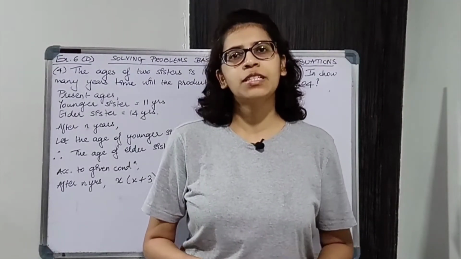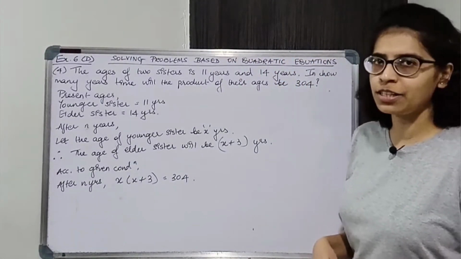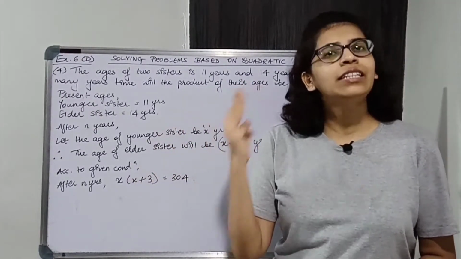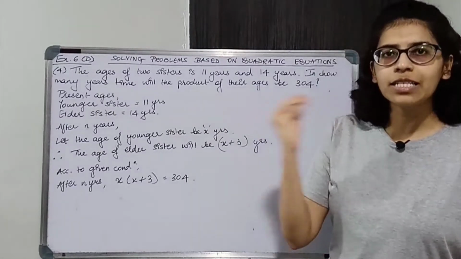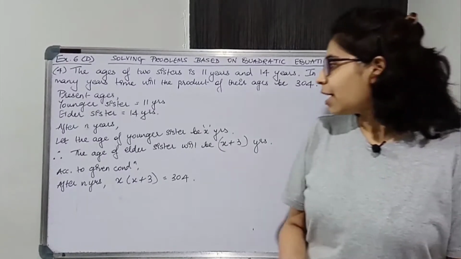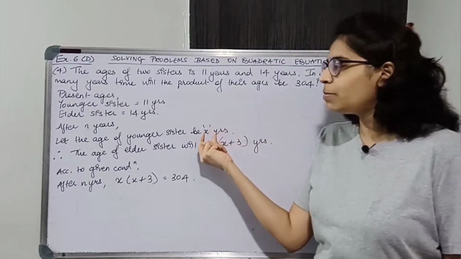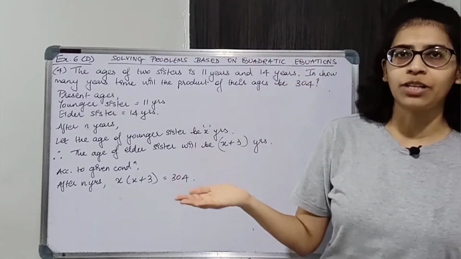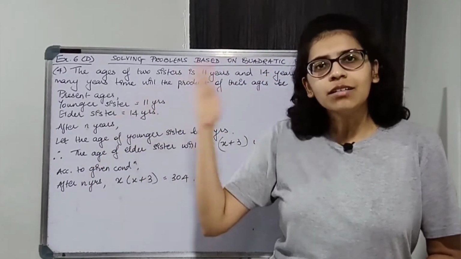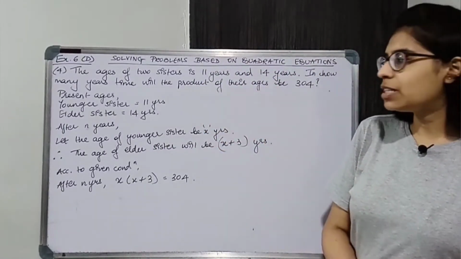So there are a few statements that you need to write down. Now the present ages of the younger sister and elder sister are 11 and 14 years respectively. Now the age gap is how much? 14 minus 11, that is 3 years. Okay, so the elder sister is 3 years elder to the younger one. Now after n years, the ages we have assumed to be x and x plus 3. The younger sister's age will be x years and the elder one will be x plus 3. You can also take it the other way around, that is if the elder sister is x, the younger sister will be x minus 3. Okay, so be very careful with the signs.